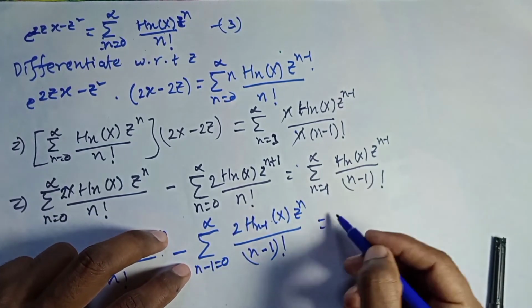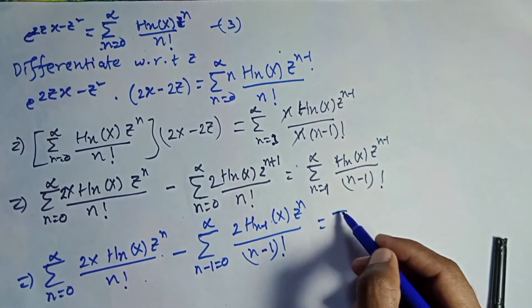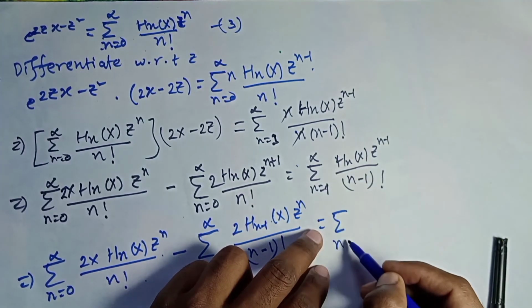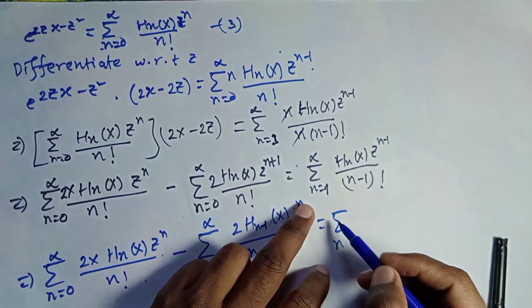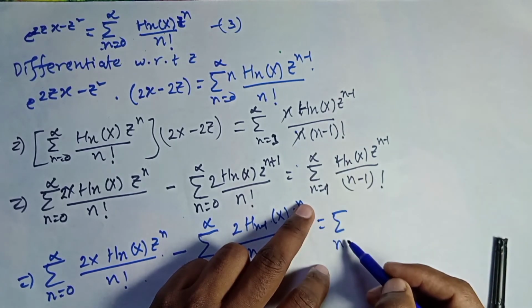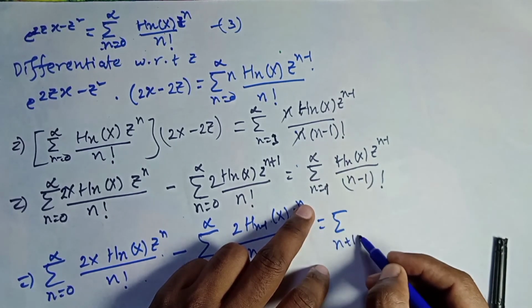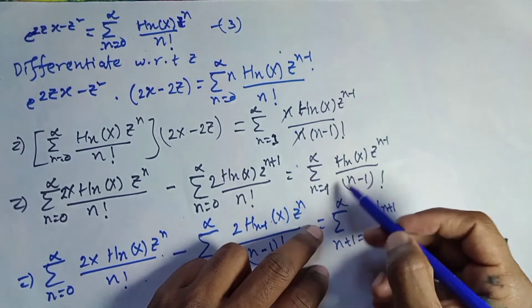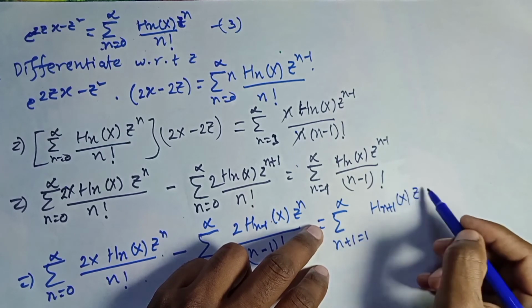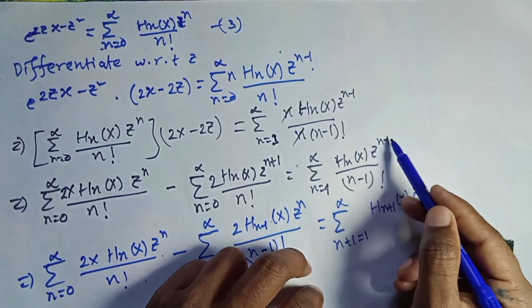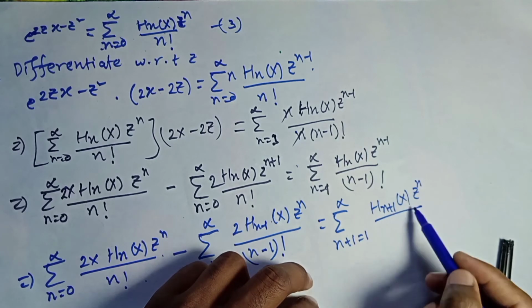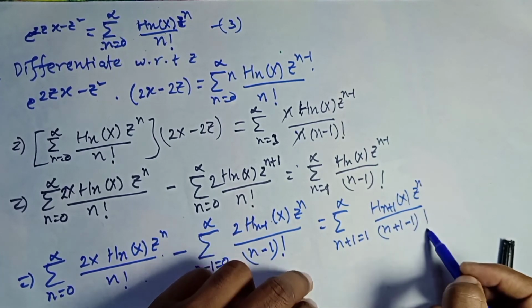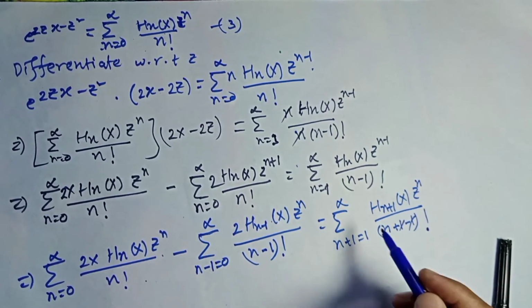Then for the right side, how can we get z to the power n? If n is replaced by n plus 1, that is n plus 1 is equal to 1 to infinity, H n plus 1 of x, z to the power n plus 1 minus 1, that is n, and here n plus 1 minus 1 factorial, and this gets cancelled.